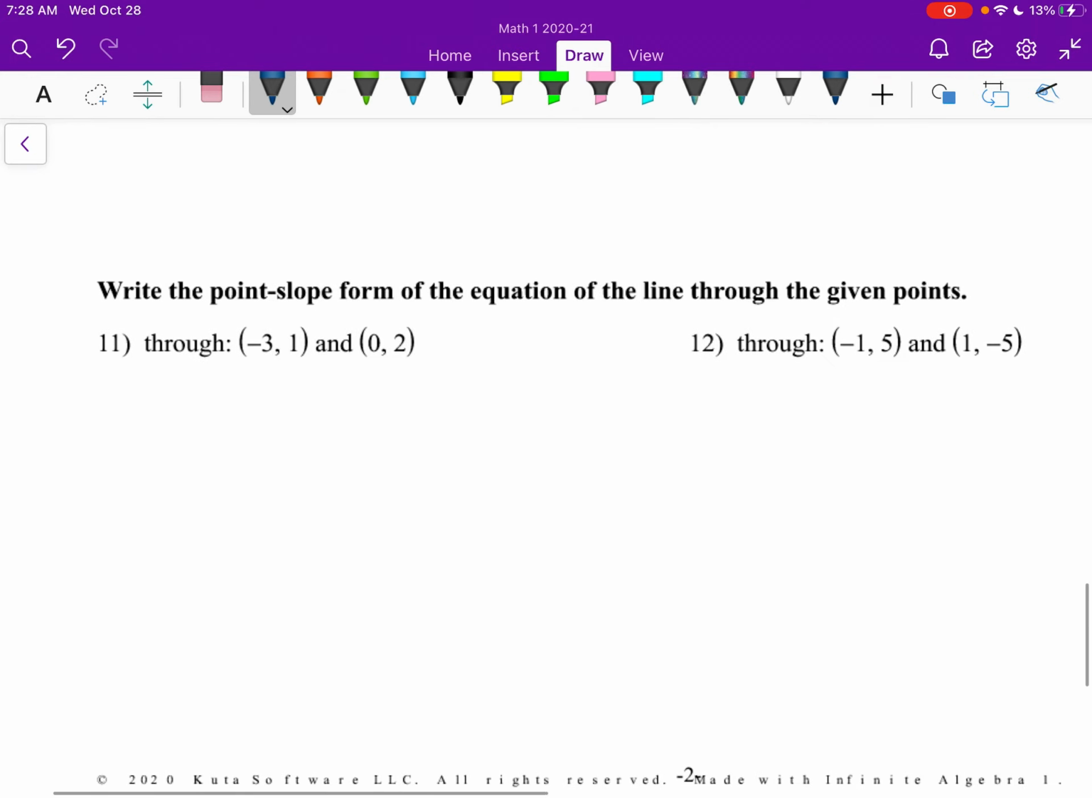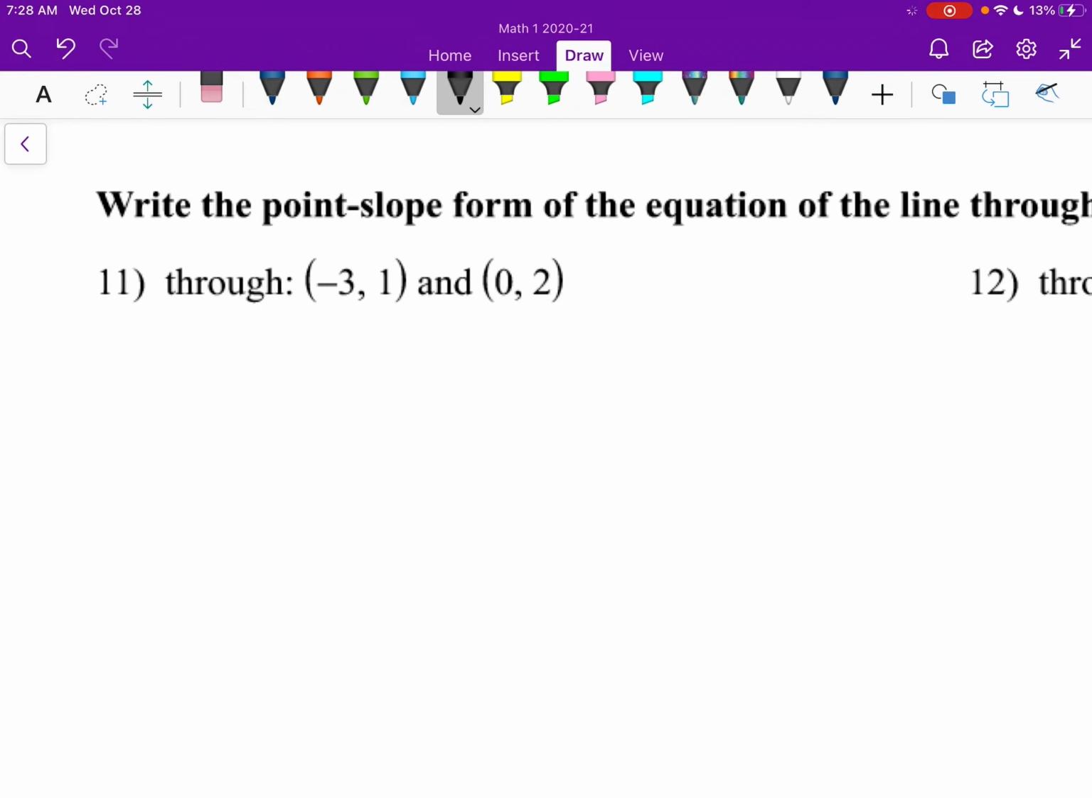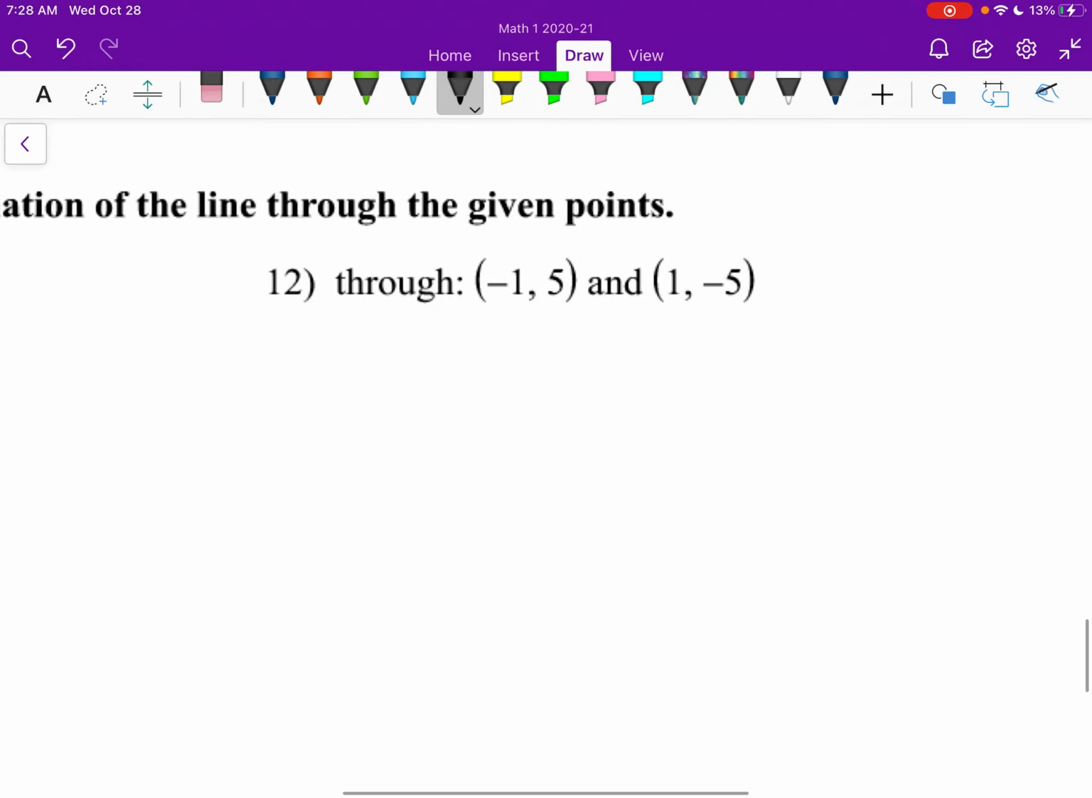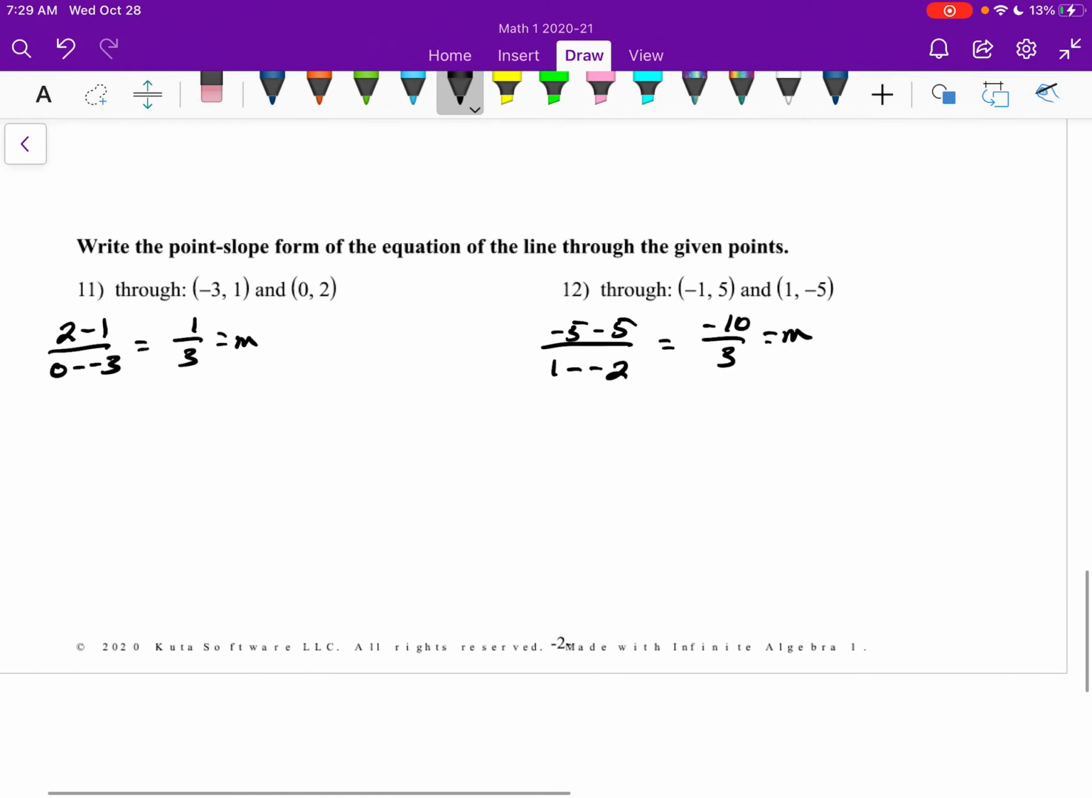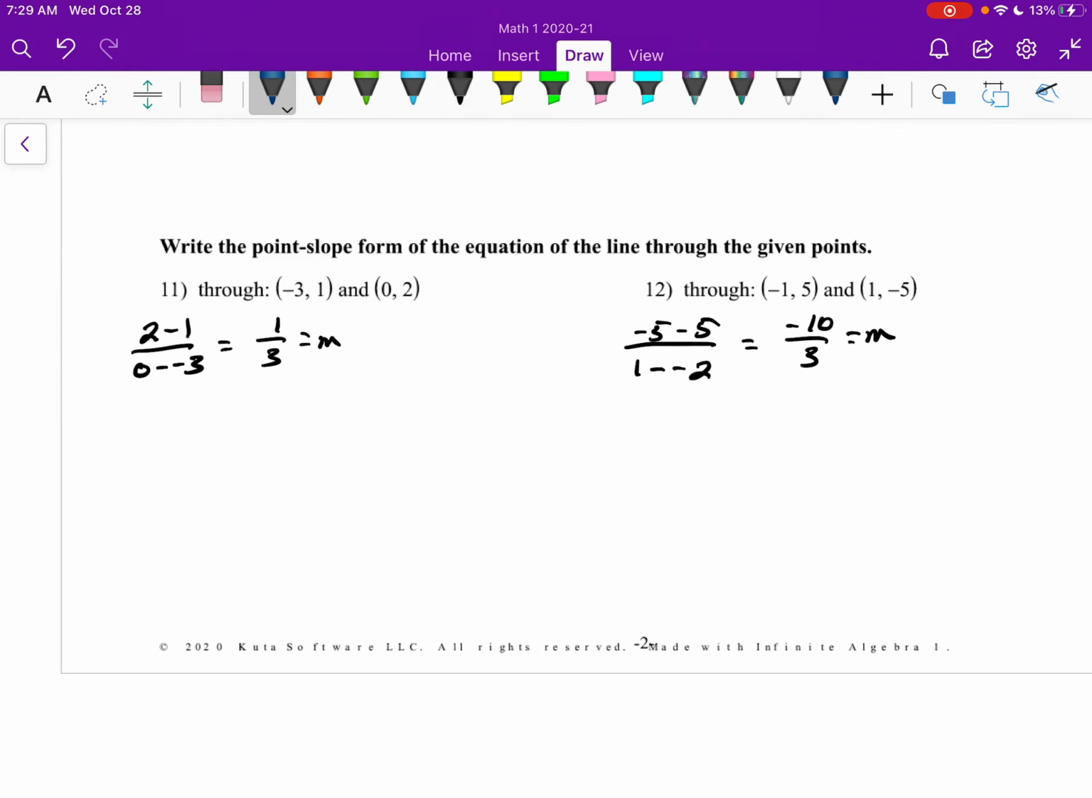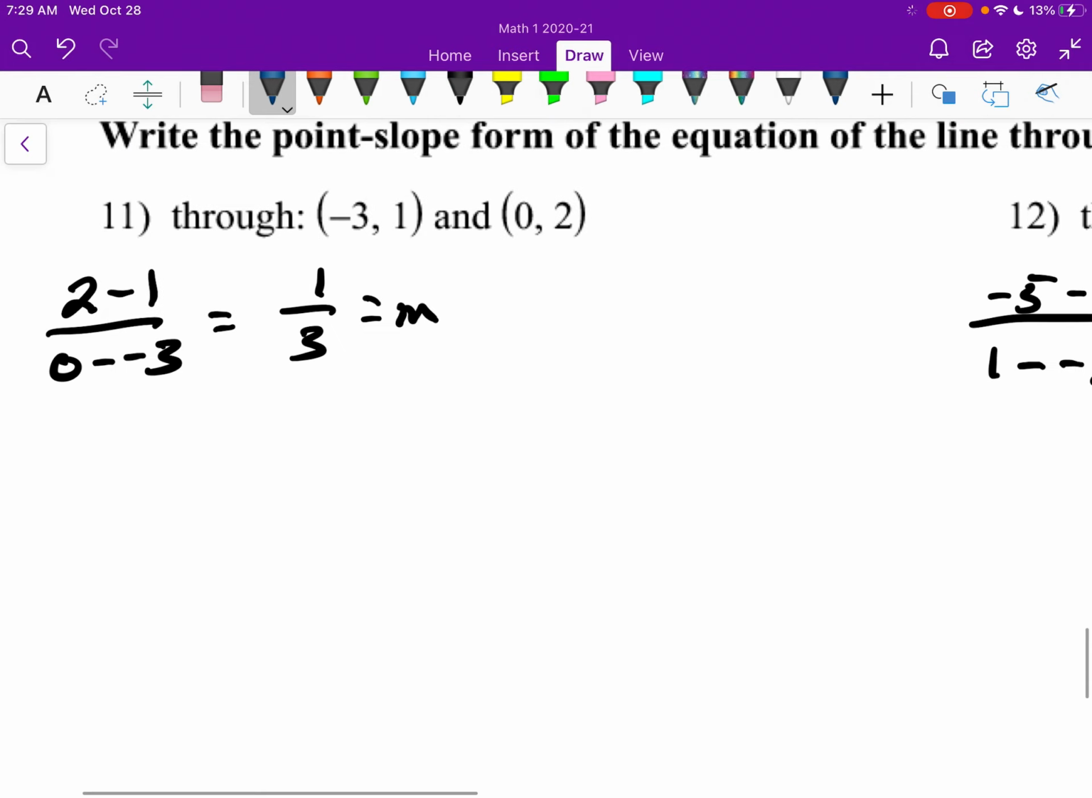All right, numbers 11 and 12, we're going to have to start off by finding our slope. I'm going to do that in black again. So I'm going to have 2 minus 1 over 0 minus negative 3. Well, that's the same thing as 1 over 3. So that's our slope. Let's go ahead and do that for number 12 also. So negative 5 minus 5 over 1 minus negative 2. That's negative 10 over, is that 3? 3. And that's our slope.